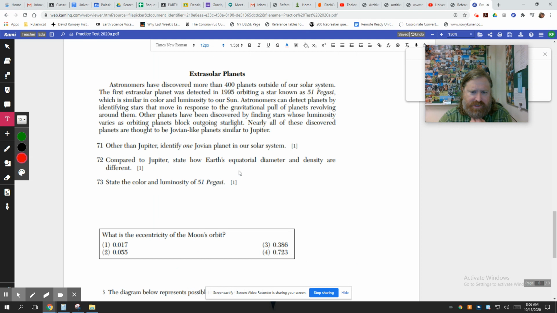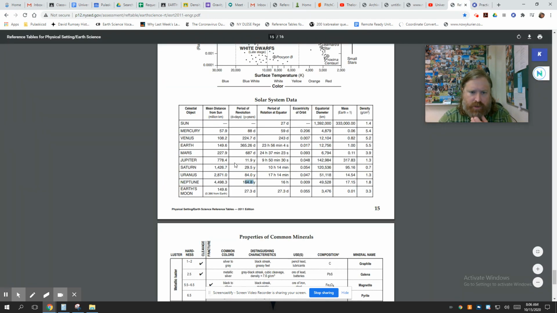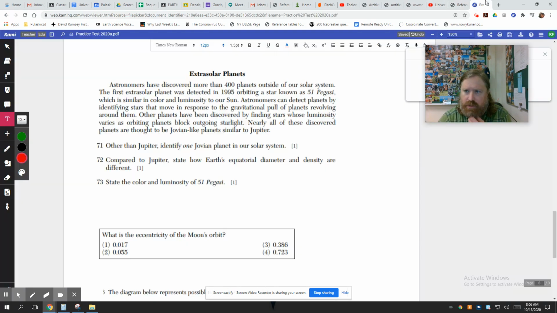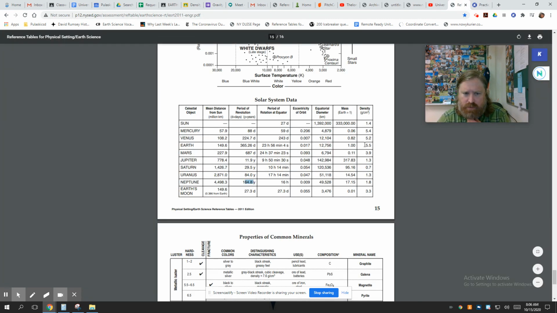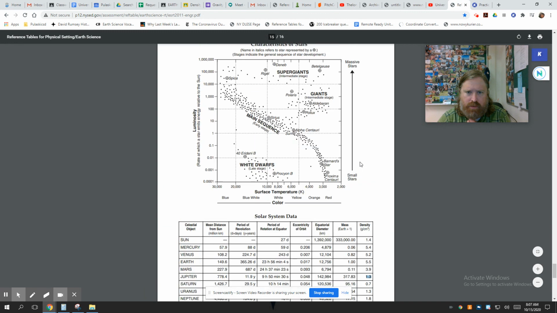Compared to Jupiter, state how Earth's equatorial diameter and density are different. Jupiter is here, so Earth is going to be much smaller. 142 down to this. And what was the other thing they wanted? Density. Earth is more dense. Earth's the most dense out of them. So yeah, that's that.